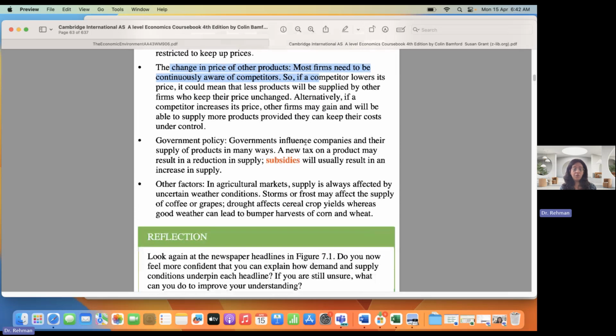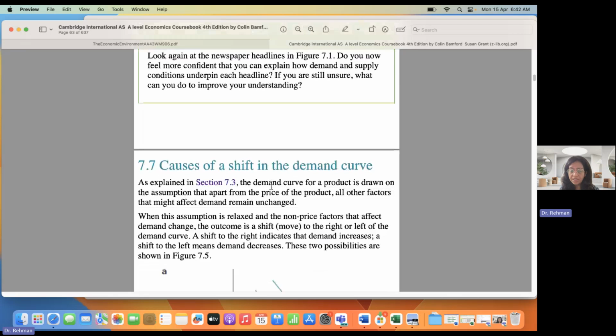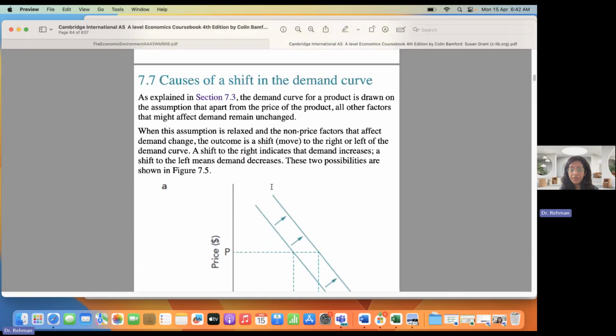Government influences companies and their supply of products in many ways. A new tax on a product may result in a reduction of supply. Consider taxes as cost only. So if cost is increasing, supply decreases. On the other hand, subsidies, wherein the government gives monetary benefits for producing something. In that scenario, subsidies increase supply. You can just quickly go through the other factors, not very difficult.